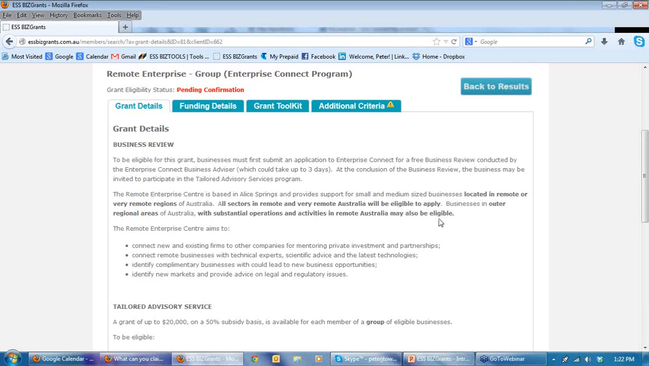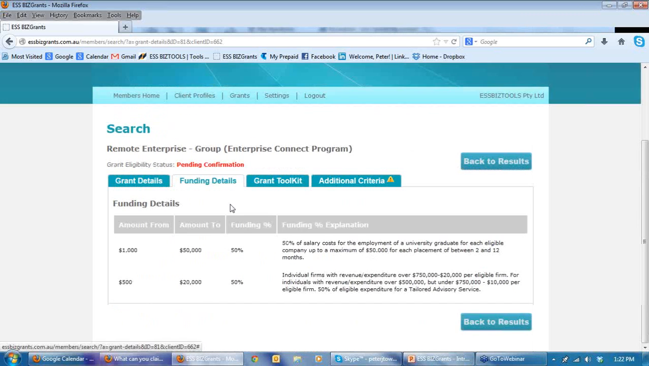So if you wanted to follow that through, we could then look at the funding details, and that business could have applied for up to $50,000 to gain a university graduate to assist in implementing their strategies. Probably a bit unlikely for this client, but that's available. But the main one they may have been eligible for is up to $20,000 on a 50-50 basis to undertake a tailored advisory service. This work can be for virtually any type of purpose that will improve the business's operation.